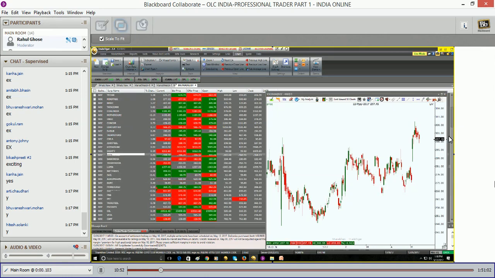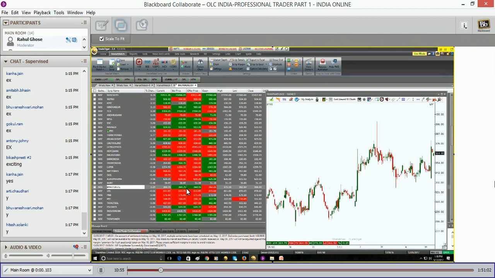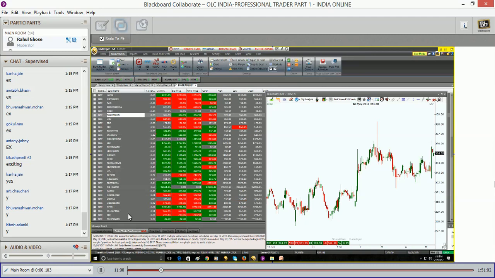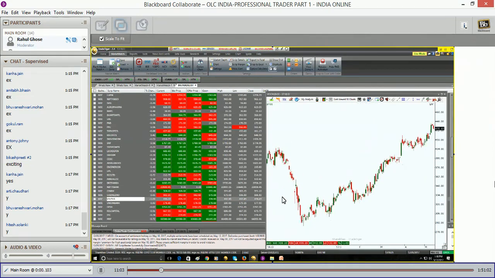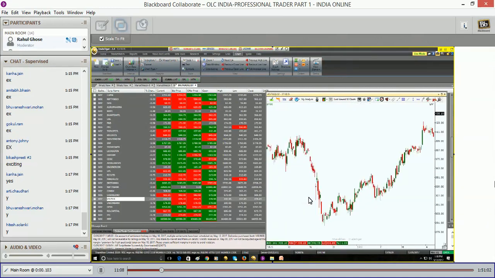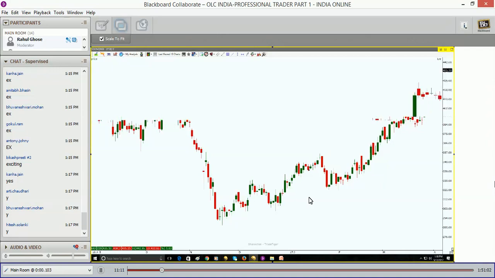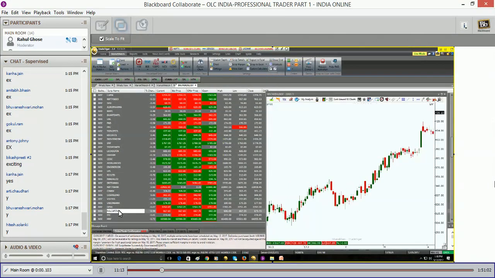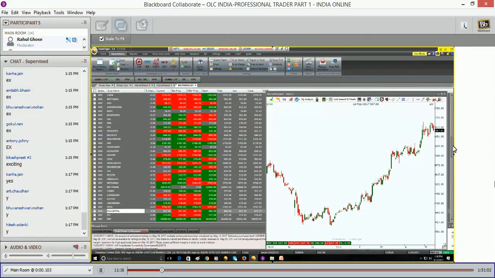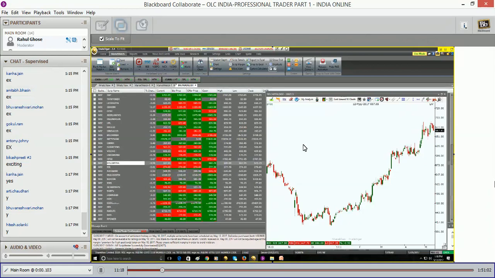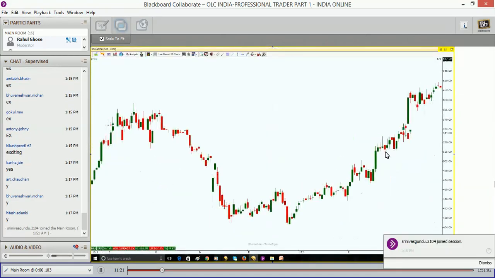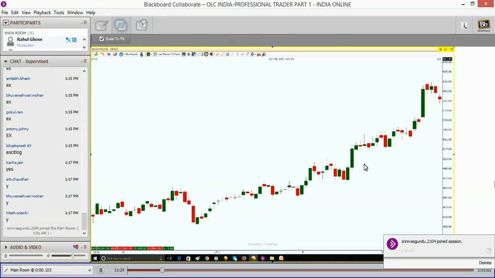Give me a minute, guys. Let me look for a good example. You have Bharti Airtel. Let's look at Reliance Capital over here, friends. I am looking to mark a demand zone in Reliance Capital.